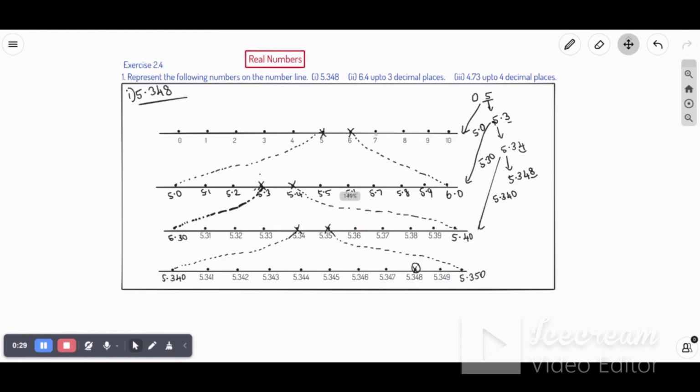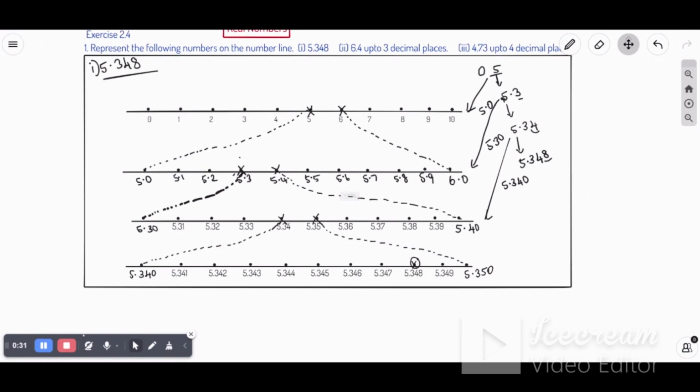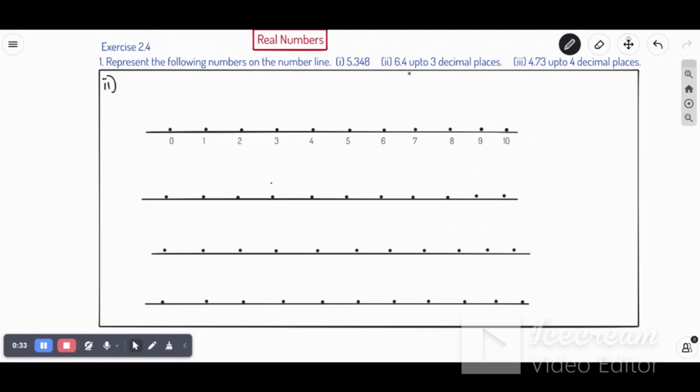So let us move on to the next question. The next question is 6.4 up to 3 decimal places. First let us write 6.4 bar. We have a recurring number here. So this is 6.4 recurring.